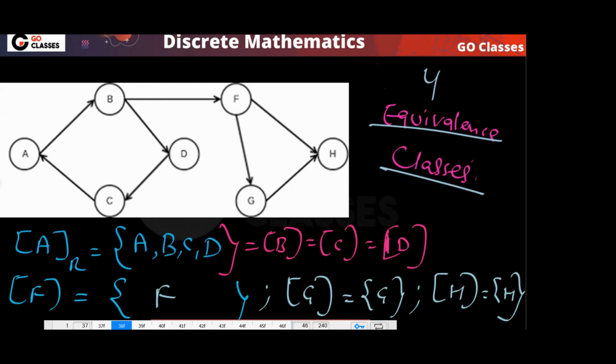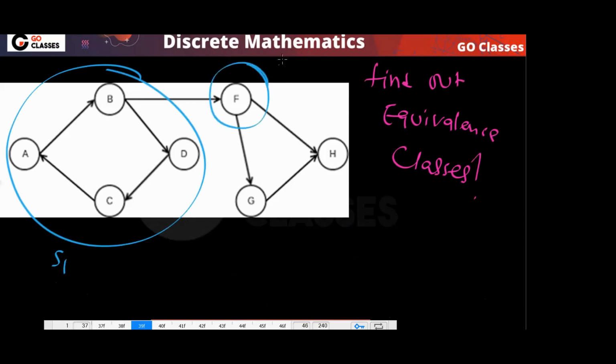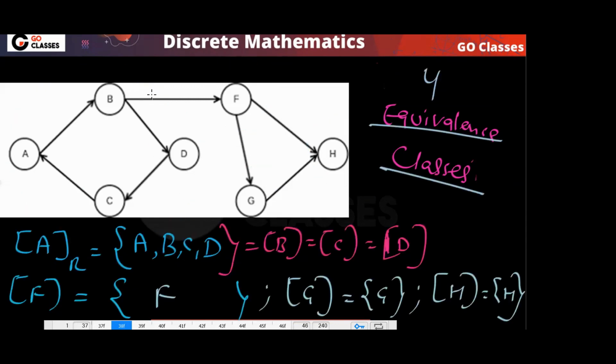Every equivalence class is basically a strongly connected component. You know this. So this is a strongly connected component, this is a strongly connected component, and so on. You can notice that in this area, everyone is strongly connected to everyone. So this is a strongly connected component.